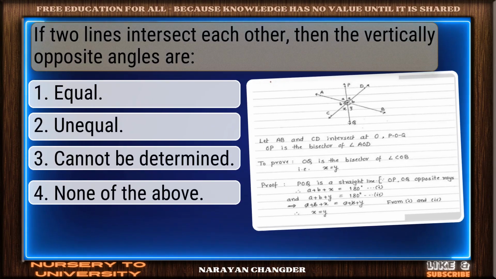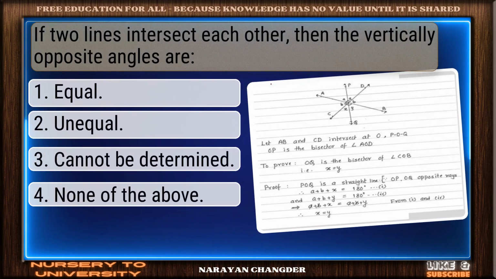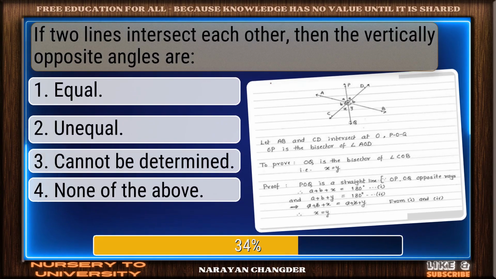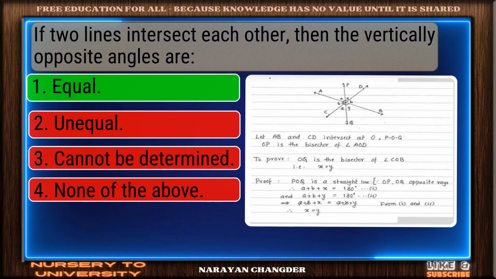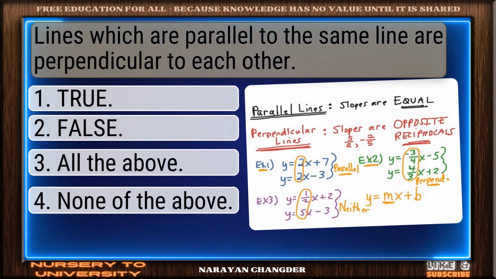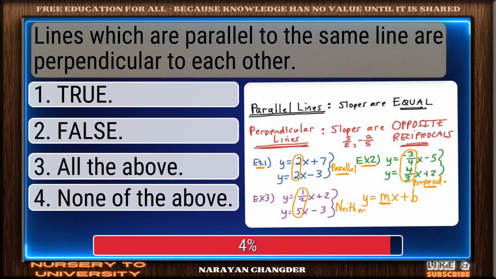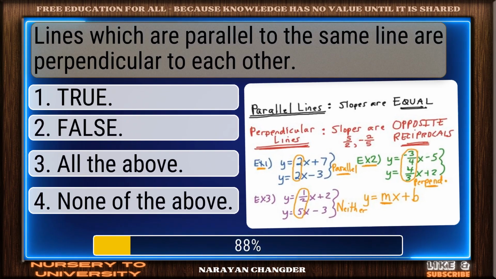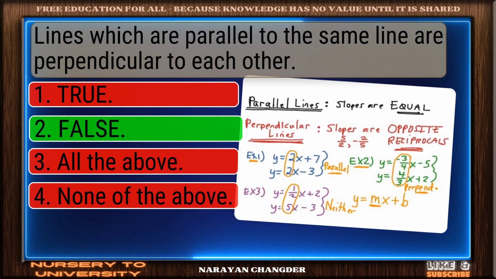Question number 41. If two lines intersect each other, then the vertically opposite angles are... Bravo. Equal is the answer. Question number 42. Lines which are parallel to the same line are perpendicular to each other. Right again. False is a valid answer.